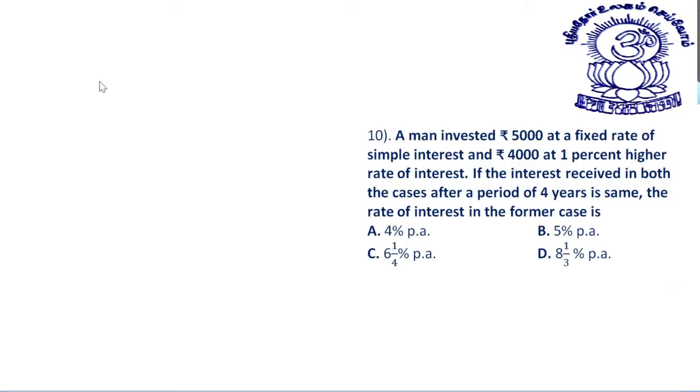A man invested rupees 5,000 at a fixed rate of simple interest and rupees 4,000 at 1% higher rate of simple interest. If the interest received in both the cases after a period of 4 years is same, the rate of interest in the former case is. See students, we are being told that 5,000 rupees and 4,000 rupees are invested. If I apply the formula P1 R1, I will directly write down the things over here, P2 R2.